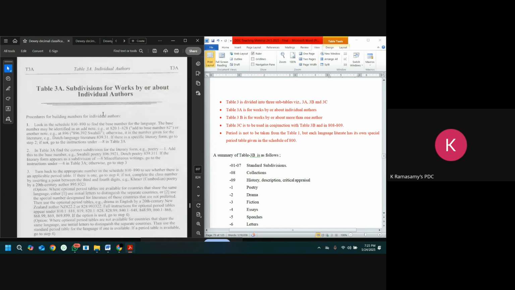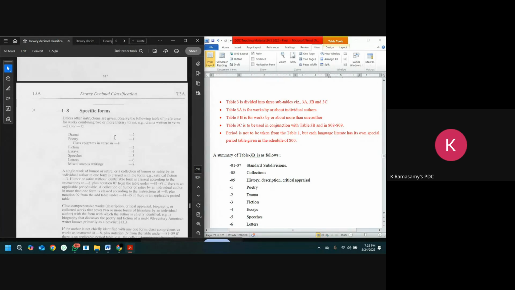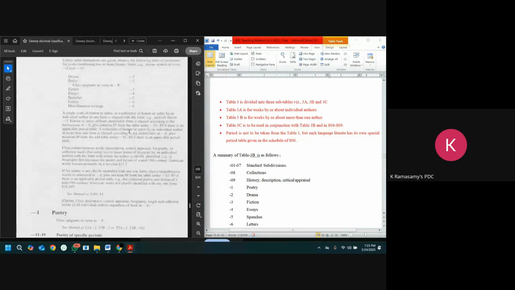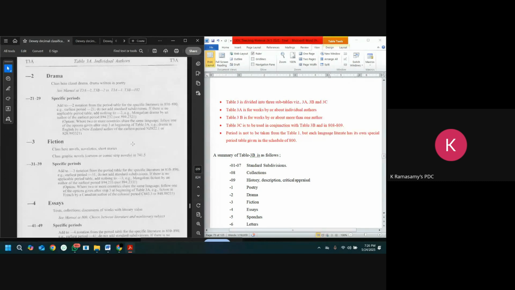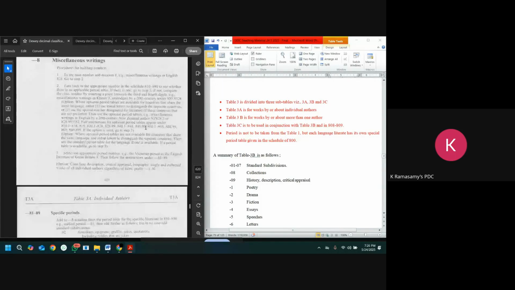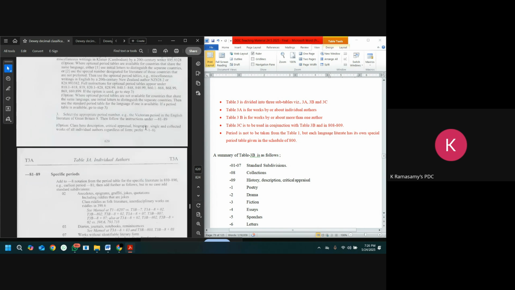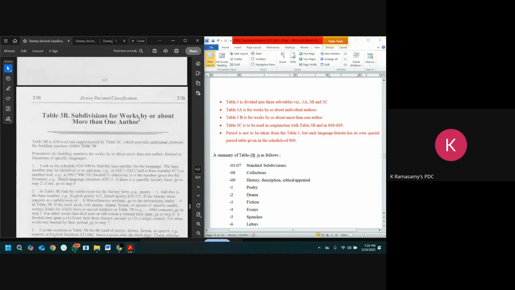Table 3A is meant for works by individual authors. And they give you the number you should use for drama, poetry, fiction, essays, speeches, letters, and miscellaneous, along with periods for each form. If you're not able to identify an author with one particular form, you can place him under miscellaneous. That means he's writing poems, he's writing fiction, he's a dramatist. When a person is doing a lot of things, you can put him under miscellaneous. And these are the periods tables.